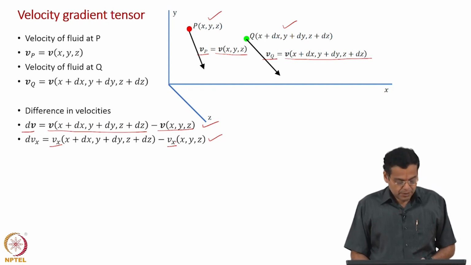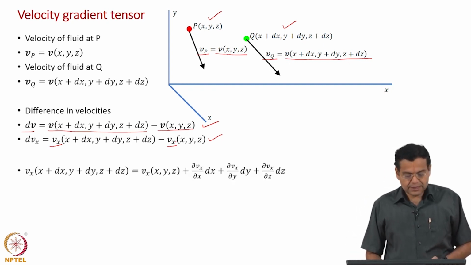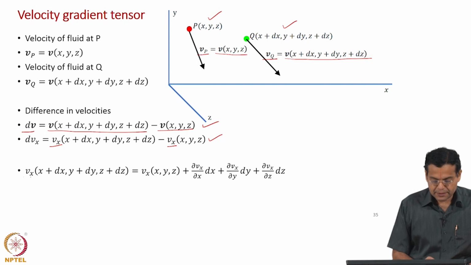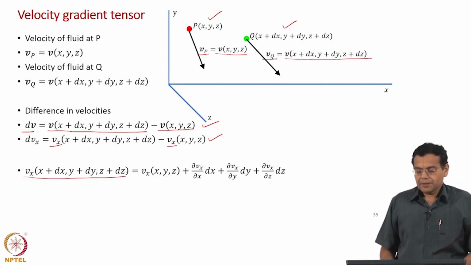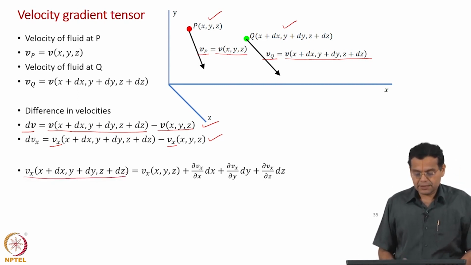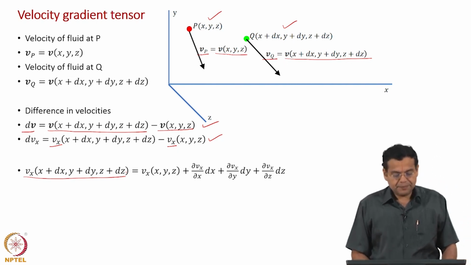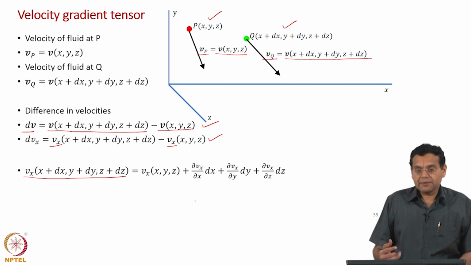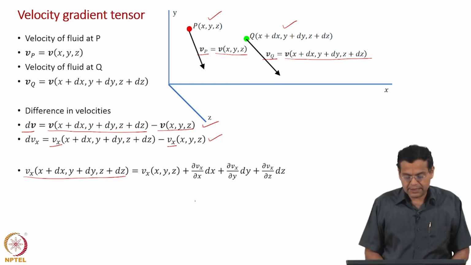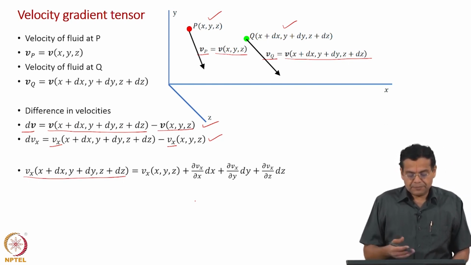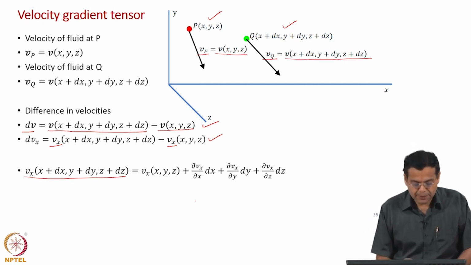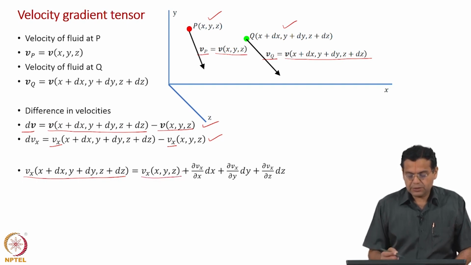Okay. Now, let us take this Vx, which is at x plus dx, y plus dy, z plus dz, and expand that in Taylor series. It is a multivariable Taylor series, because it is a function of 3 variables x, y, z. So, how do we expand? The first term is Vx at x, y, z. We are expanding about x, y, z.